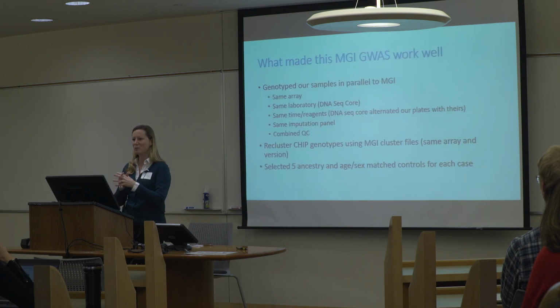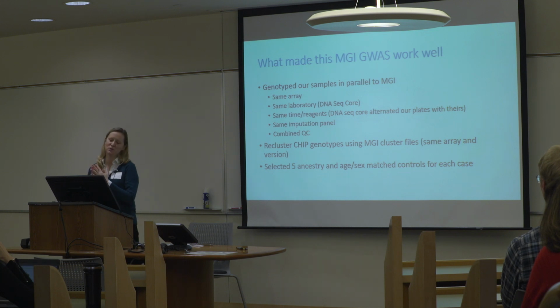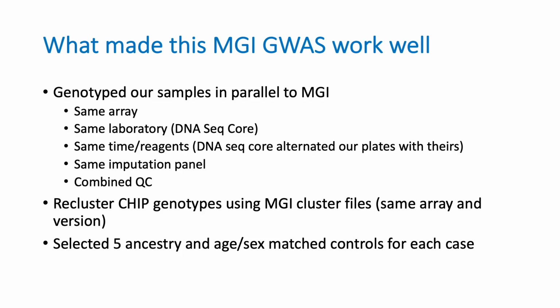And what made this study work well, aside from not having to collect controls, which would have halved our sample size because we would have spent half of our money collecting controls, was that we genotyped our case samples in parallel to MGI. We used the same exact array in the same version, which actually matters. We used the same laboratory, the DNA sequencing core.